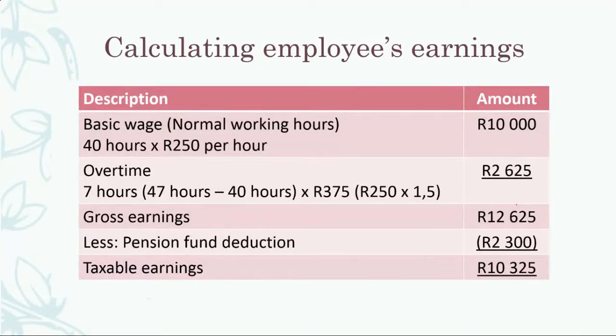Okay, and if I add the basic wage and the overtime together, I get to our gross earnings of 12,625 Rand. But they asked you for the taxable earnings. The taxable earnings is after what SARS allows us to deduct for tax purposes. In this scenario, it was the pension fund deduction of 2,300, which means our taxable earnings is 10,325 Rand. Do you guys have any questions on the difference between gross earnings and taxable earnings and how you calculate it?